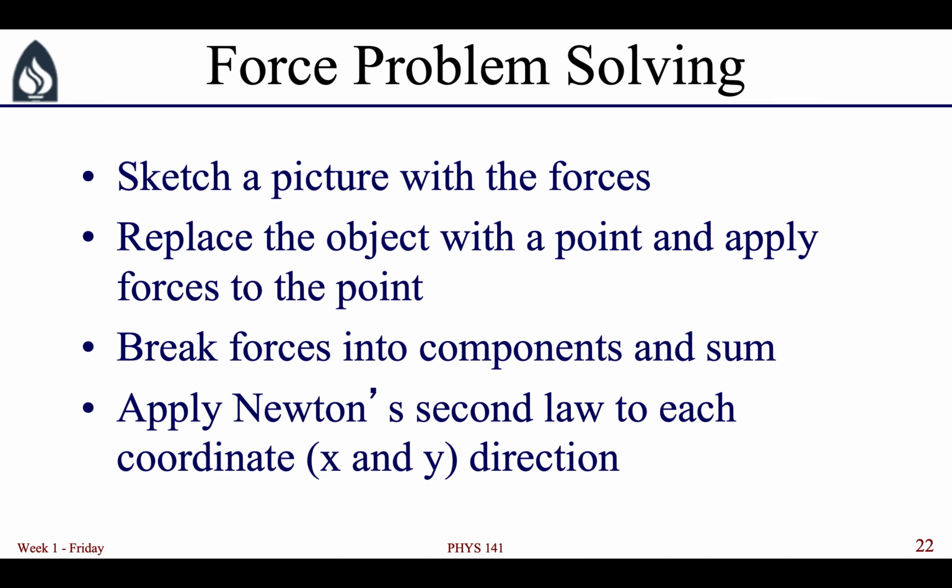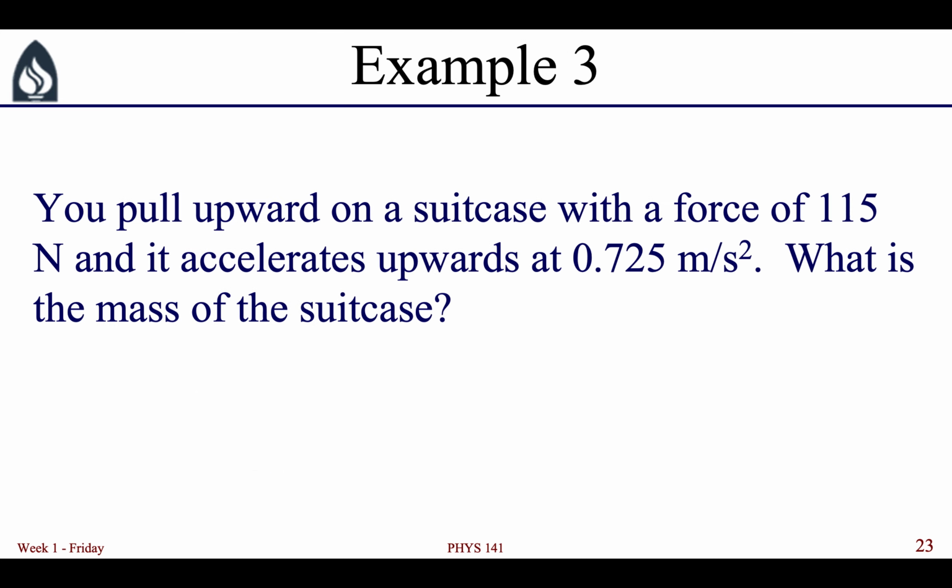By representing the object as a point, it makes it a lot simpler to split the forces up into their x and y components. Then break the forces into components and sum the forces in each coordinate direction. Then finally, we can apply Newton's second law to each coordinate direction. So we can sum the forces in the x direction and set that equal to the mass times the acceleration in the x direction, and then do the same for the forces in the y direction. So let's take a look at a few different examples where we follow this procedure.